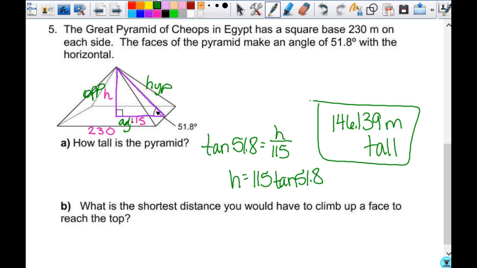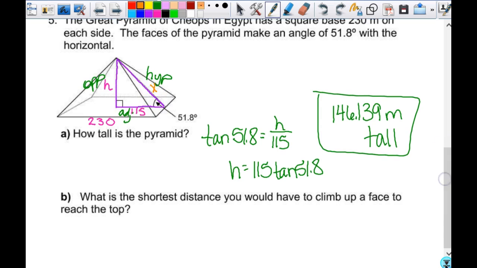All right, so it says, what is the shortest distance you would have to climb up the face to reach the top? So what represents the shortest distance up here? The slant height, yeah. Because I could start at the corner here, or at the vertex, and I could climb up an edge, but that's going to be longer. And I could climb up diagonally, could do all kinds of things. But that's the shortest distance. So I'll just call this x so that we have something to call it. Now, I know what the height is.